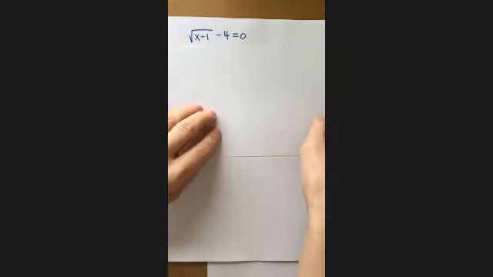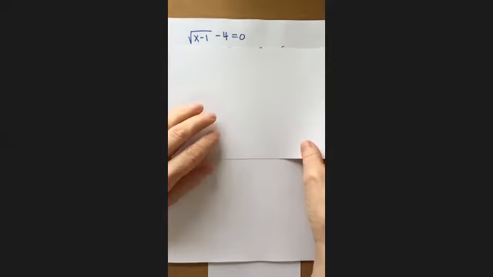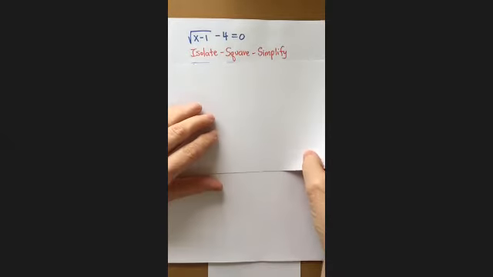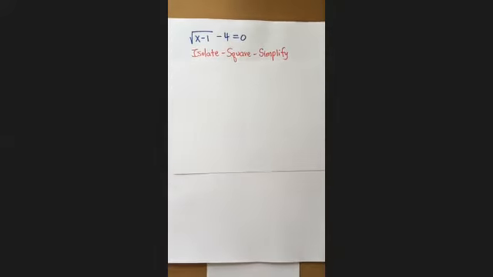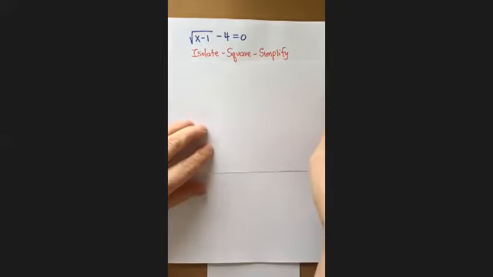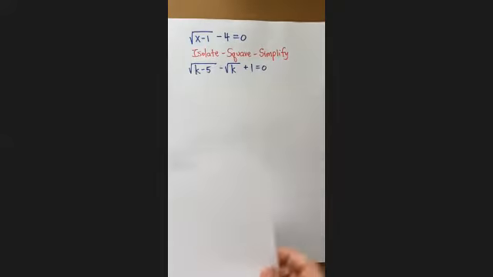Basically, you isolate, square, and simplify. You isolate the radical, and then you square both sides, and then you keep simplifying until you come up with a solution. Well, when you have an equation with more than one radical, you start out basically the same way. Isolate, square, simplify.